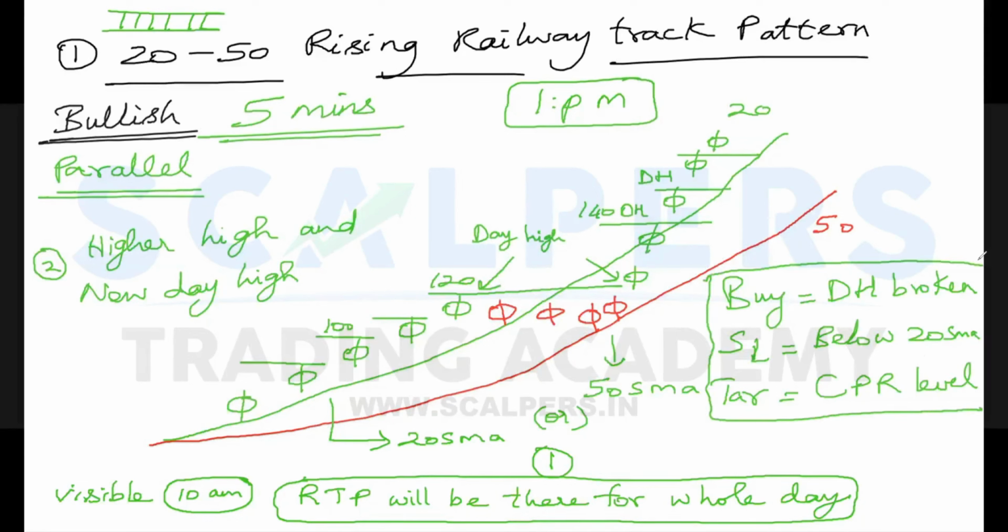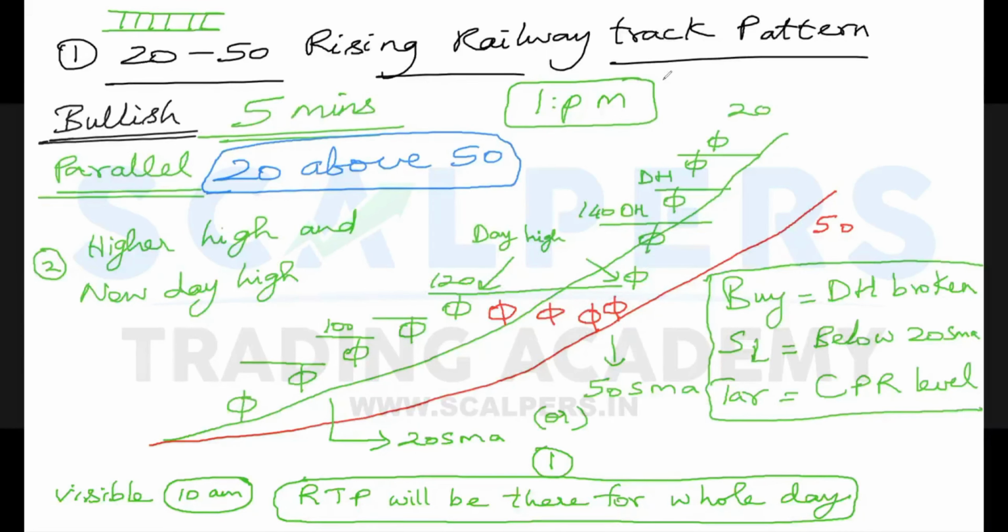Once again I will tell you, another important thing many people will forget: in a rising railway track pattern, 20 will be above 50. Those who are new to moving averages will never know this. A rising railway track pattern is a bullish identification. It occurs in a bullish market. Whenever there is a bullish market, rising RTP will happen, and in a rising RTP, 20 and 50 will be going parallel like a railway track.